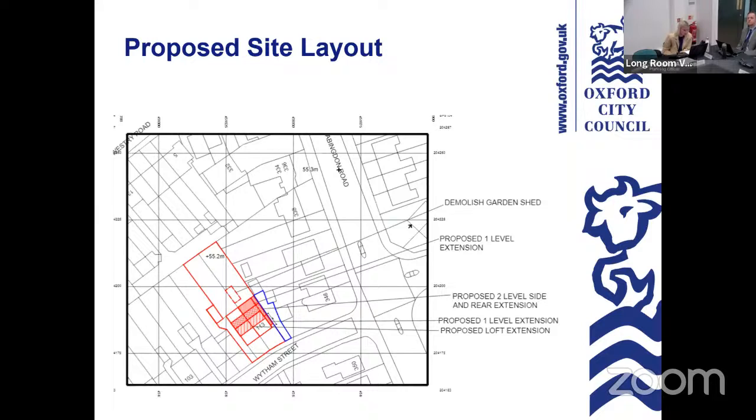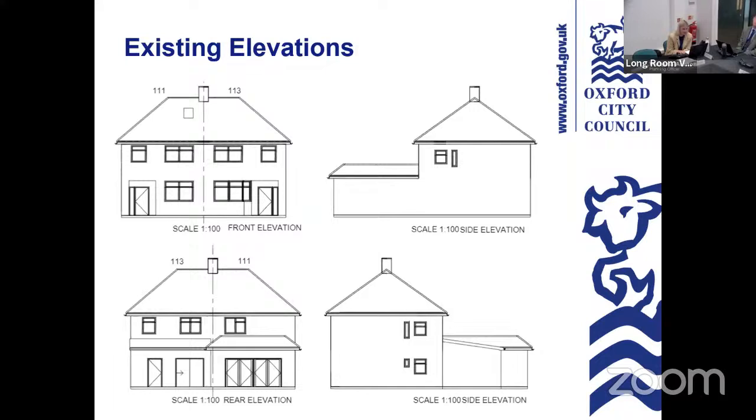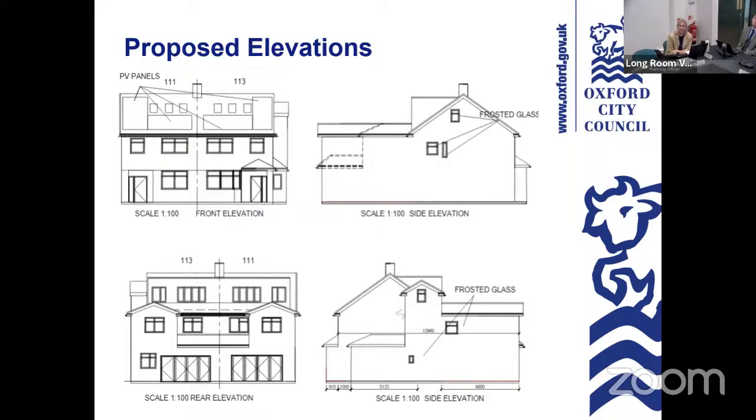The application also proposes a front porch to number 113, the installation of 2 solar panels to the front elevation of number 111 and 2 solar panels to the front elevation of number 113. Finally, the application also proposes alterations to fenestration and the insertion of roof lights to the front roof slope of both properties. These are the existing elevations of the site, and these are the proposed elevations here.